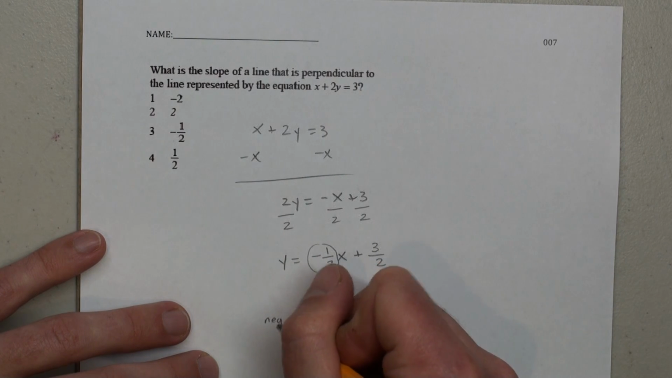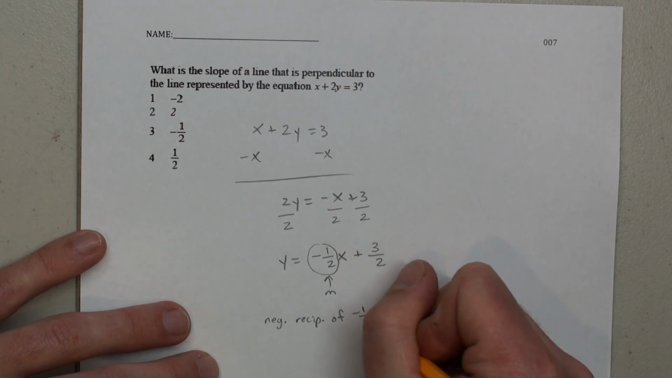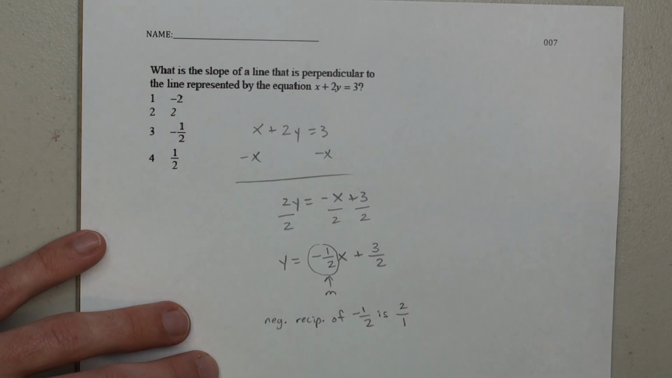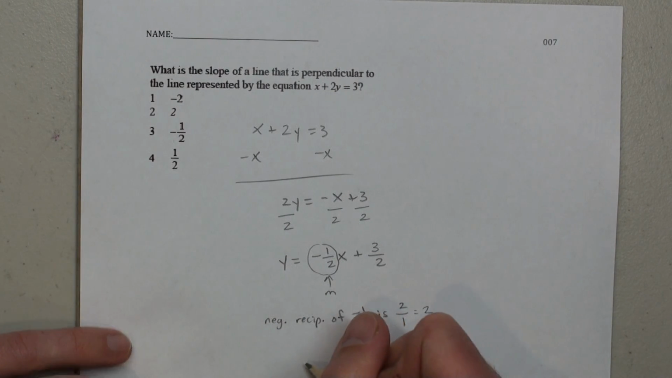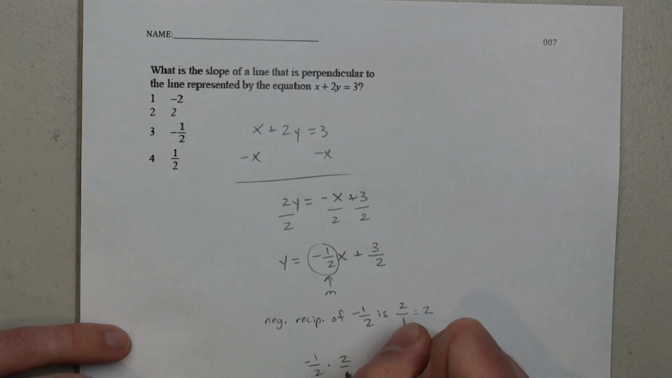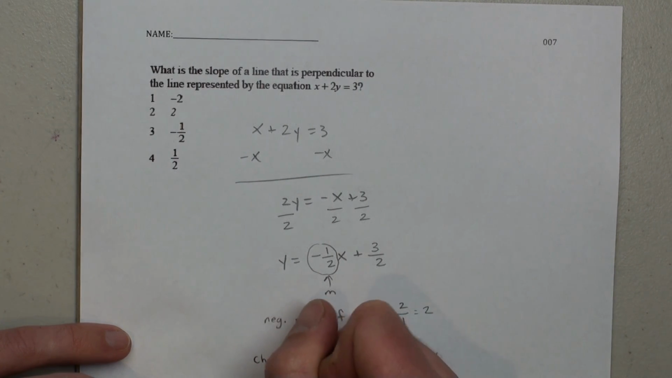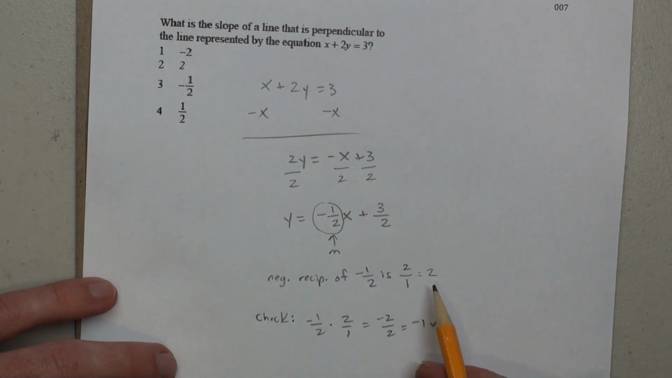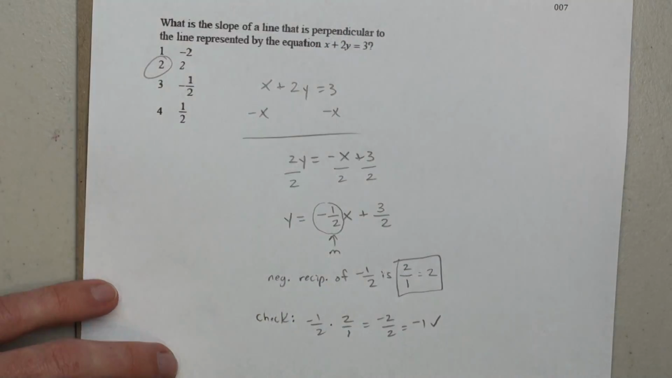So the negative reciprocal of negative 1/2 is 2 over 1, right? Which is just 2. So let's check. Negative 1/2 times 2 over 1 equals negative 2 over 2 equals negative 1. Okay? So my answer is 2 over 1, which is just 2. Choice 2.